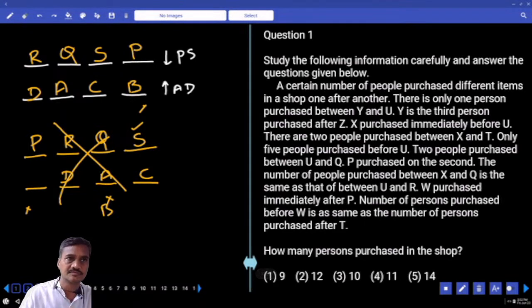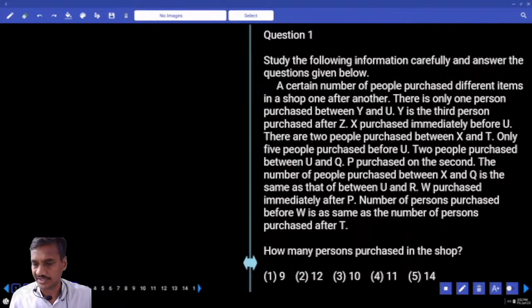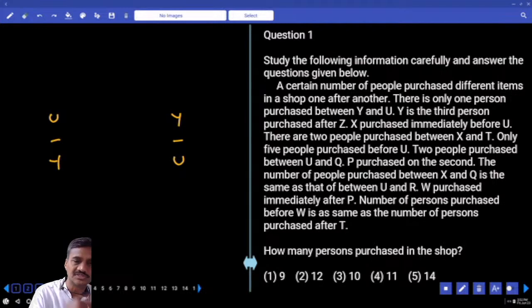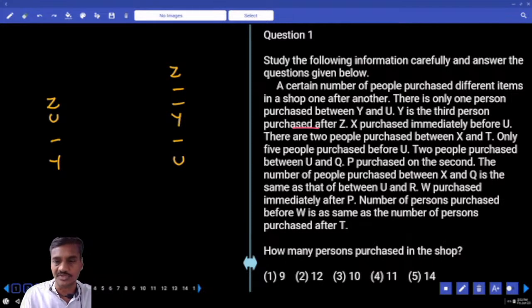It is based on a certain number of people who purchase different items in a shop one after the other. There is only one person between Y and U. Between Y and U, how many persons are there? There is exactly one person. If Y is here, U will be here, or if U is here, Y will be here, whether U is before this Y or after this Y. And Y is the third person who purchased after Z. Between Y and Z there must be exactly 2, and U and Z must be adjacent to each other.